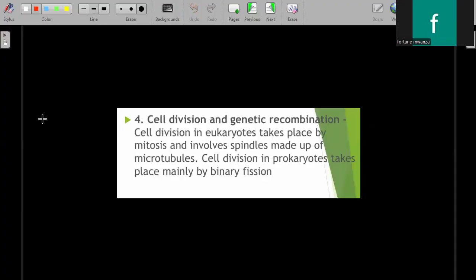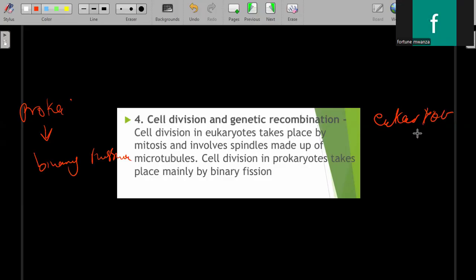Then in terms of cell division, for prokaryotes, they undergo what we call binary fission. Then for eukaryotes, we'll talk about cell division in the next tutorial. So for eukaryotes, they undergo what we call meiosis. That's a difference again in terms of cell division.